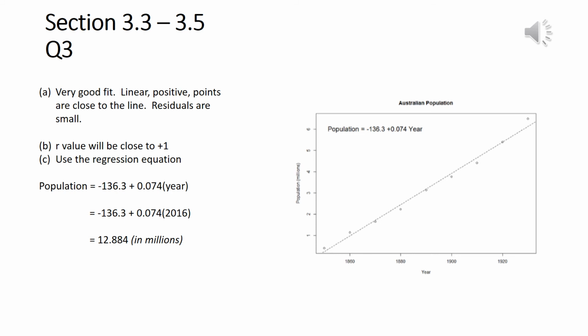So you can see the equation is given there right on the graph. So the beta 0, the y-intercept is -136.3, and the slope, beta 1, is 0.074. So we can use that equation to plug in the X value that we've been given, which is 2016, and we come up with an overall population of 12.884 million people.